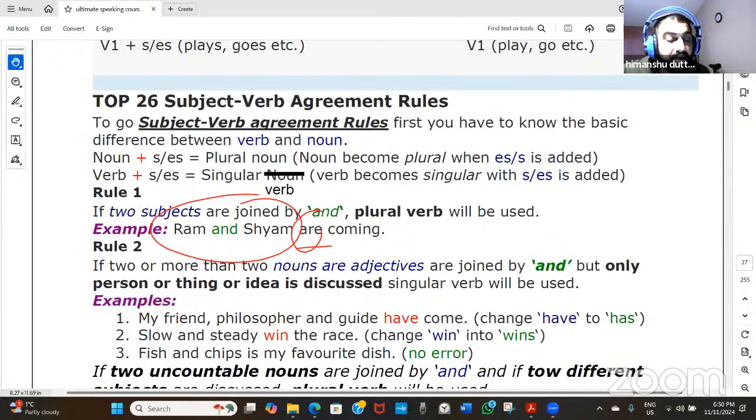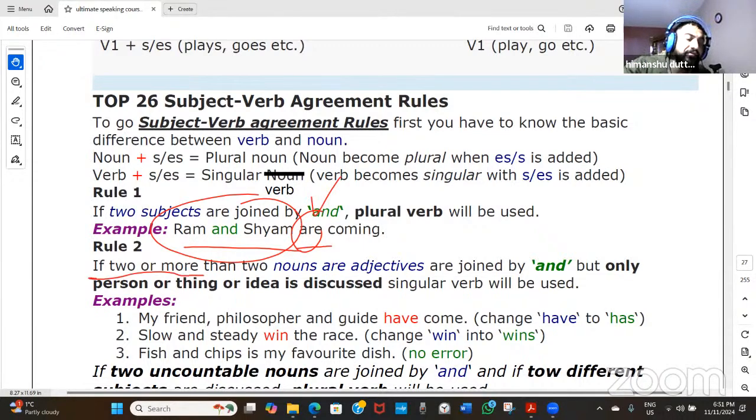Share the link of this live session with your friends and the people who really want to improve their English. And here we are on the example Ram and Sham, two persons. Ram and Sham are coming. It's not possible at the same time. How is it possible? Ram and Sham are coming. So both are different. That's why are is used here.